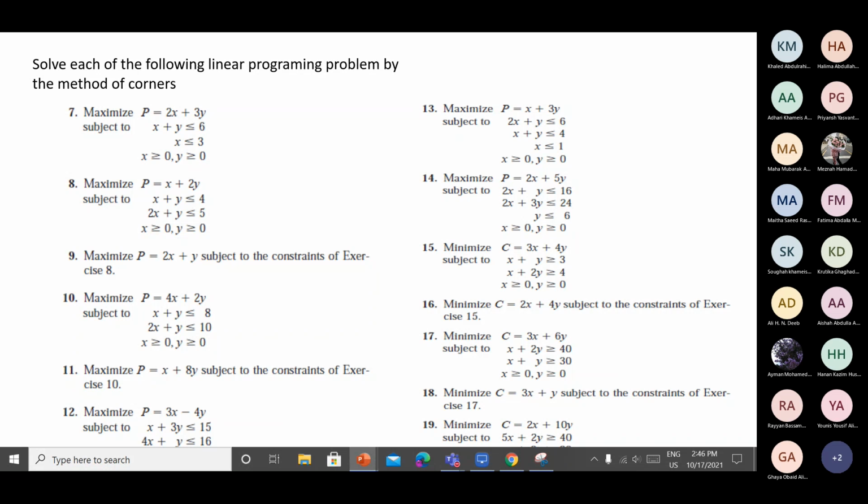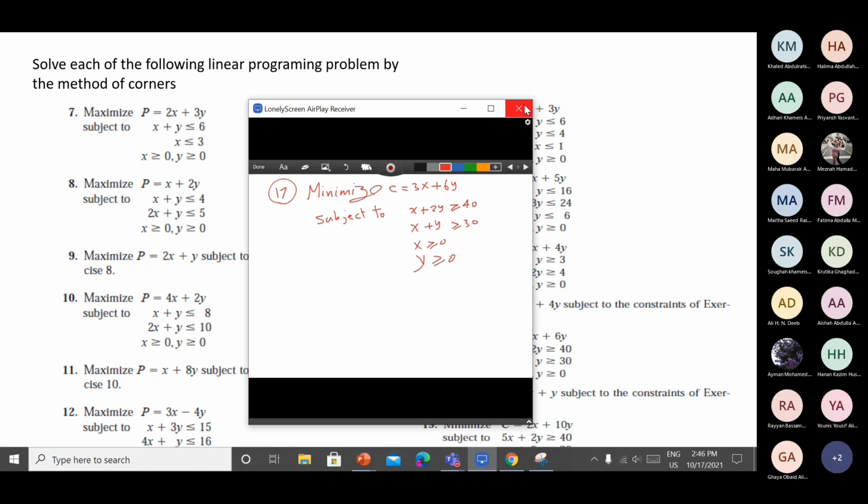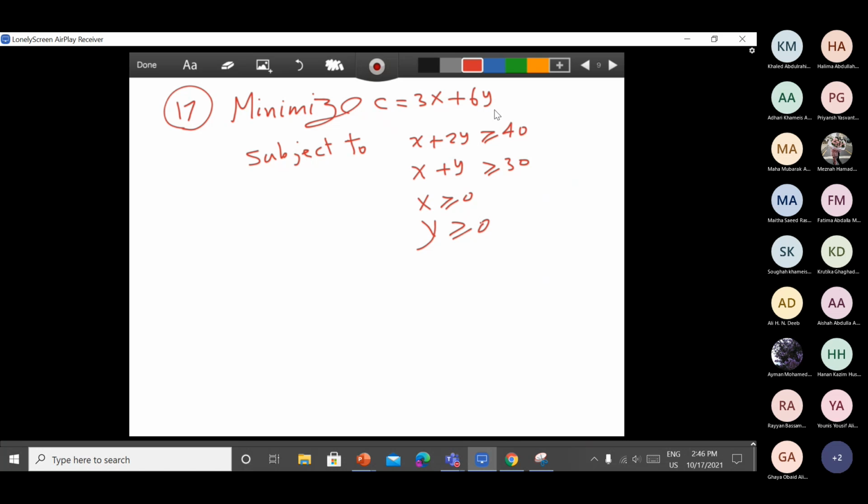X plus y greater than 30, x greater than 0, and y greater than 0. Okay, so this is the 17. Let's go and solve it. The first step, you have to graph the constraints, this one. Okay, and then make the table to find the minimum or maximum, right? So how to graph this one?